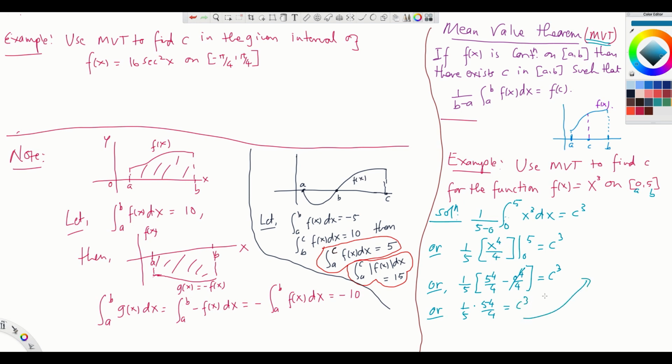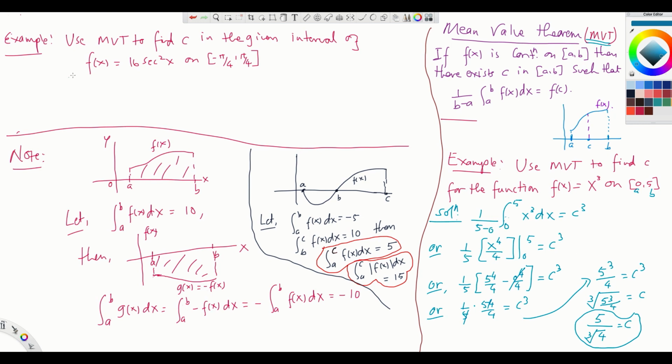So what do you get? You divide 5 to the 4 by 5, so you cancel one of those. So 5 cubed over 4 equals c cubed. How do I solve for c? Just take the cube root, right? So the cube root of 5 cubed over 4 equals c. You can distribute this cube root to the top and bottom, right? If you distribute to the top, that 3 and 3 will cancel out, so you'll get 5 over the cube root of 4 equals c. This is what you get. That is the value of c where the height of the function at c is equal to the average height.